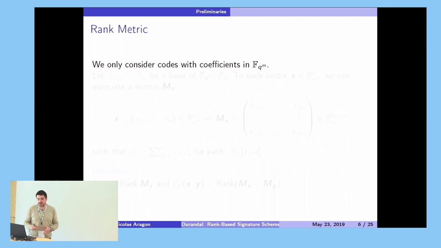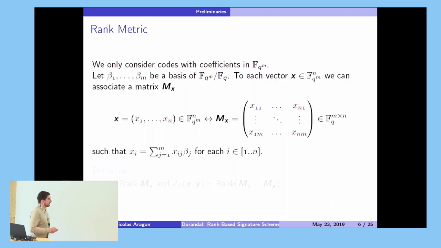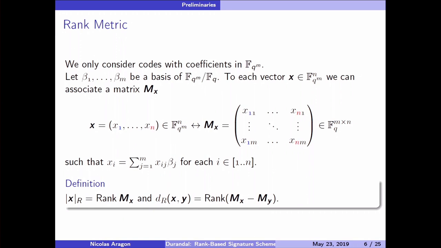During the talk, we are only going to consider codes with coefficients in F_q^m. To define the rank weight of a vector x of length n, for each coordinate of x that lies in F_q^m, we unfold it in a basis of F_q^m over F_q. This gives us a column vector. By doing that for each coordinate, we obtain a matrix of size m times n over F_q. We call the rank weight of x the rank of its associated matrix, and the distance between x and y the rank of the difference of the respective associated matrices.